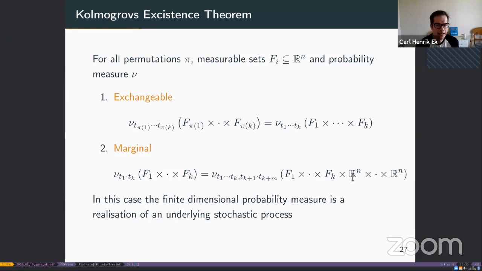So the first property is the exchangeable property. What we have is a set of all possible permutations pi, a set of measurable sets F, and a probability measure nu. The exchangeable property means that if I permute the measure and I permute the sets in the same way, it doesn't make any difference. What the marginal property means is that if I extend the possible sets with something, and then I take the measure at only a subset of that, the subset doesn't change. This might be a bit tricky to see, but both of these things are trivially true for a Gaussian.